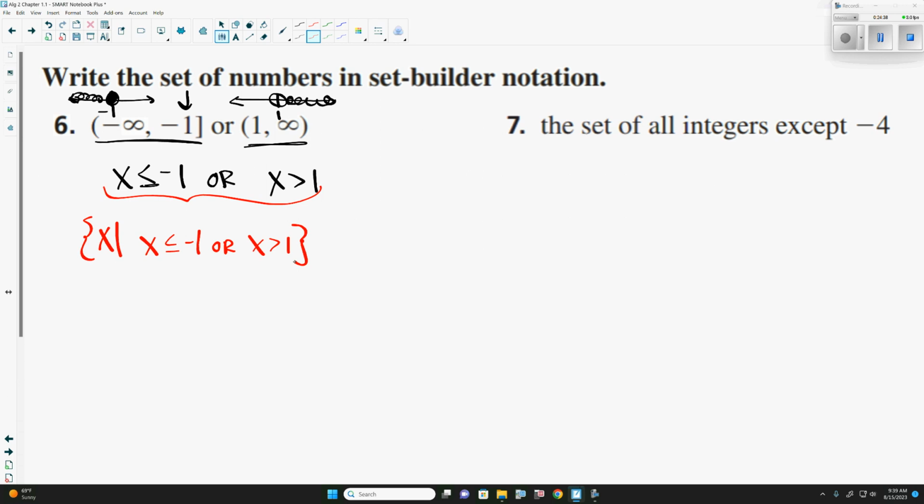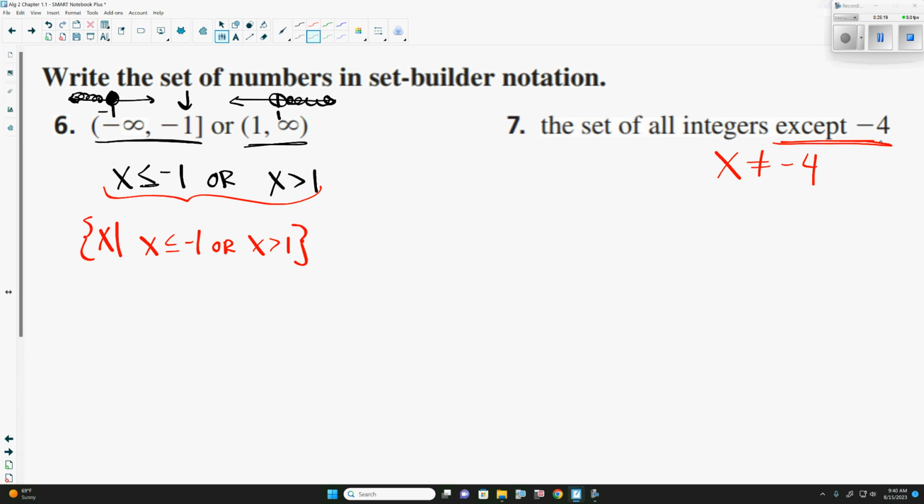The set of all integers except -4. This one should be y'all's favorite one out of every single one. Because -4 is the only one we can't have, yes? So I'm going to do x and -4. Does anybody know the symbol for not equal to? So we're saying that x is not equal to -4, yes? Well, we're saying except -4, which means x cannot be -4, yes?